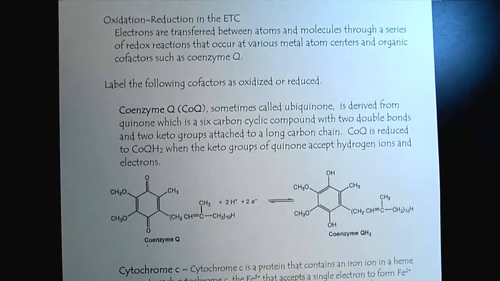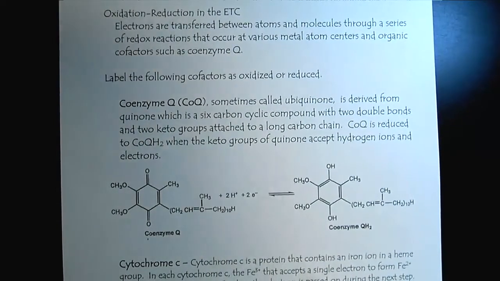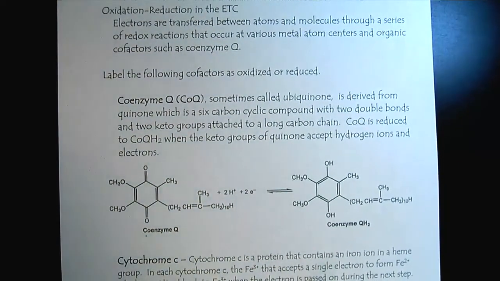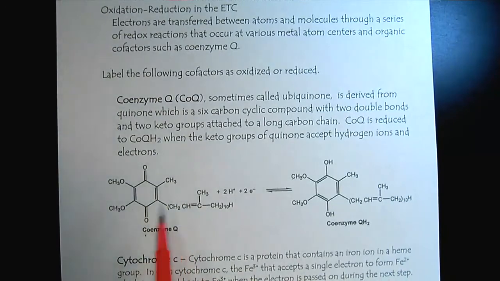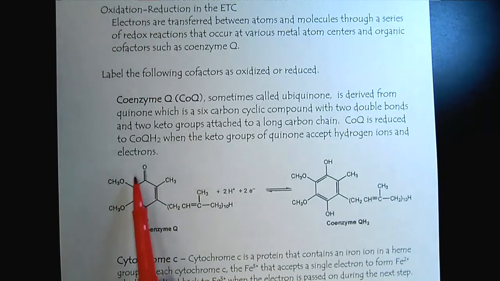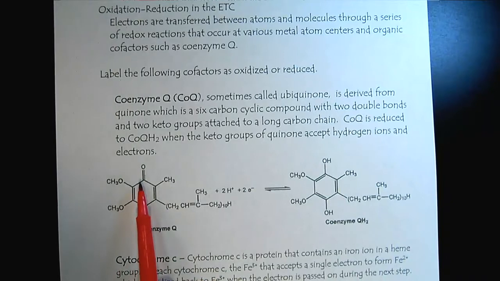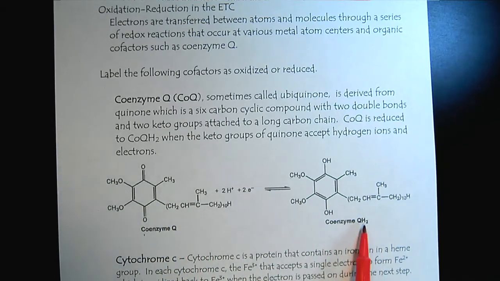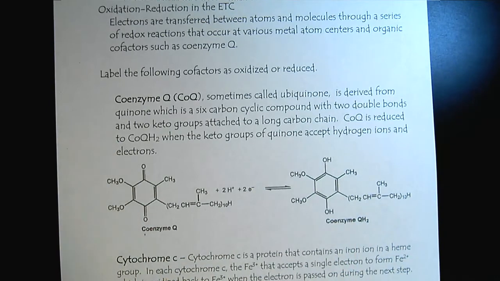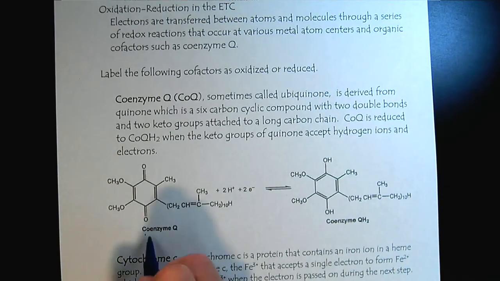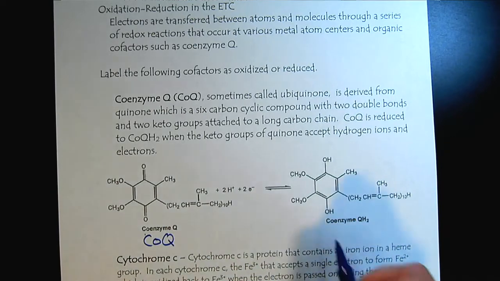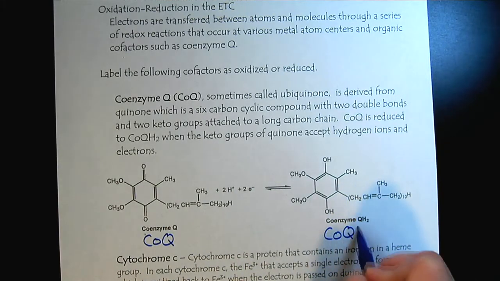And so we're not going to, well actually we're going to look at the whole structure here. You can see it's not too bad. We have our quinone structure here. So we have some ketones and some ethers and a hydrocarbon tail with a double bond. And then we can see here's coenzyme QH2. So we would call this CoQ, and then we would call this CoQH2.